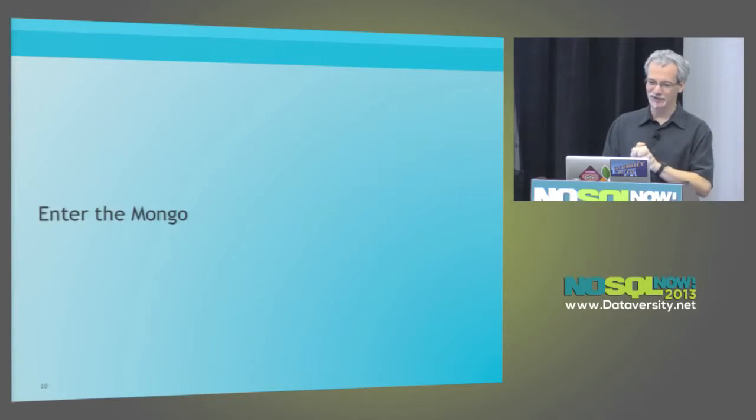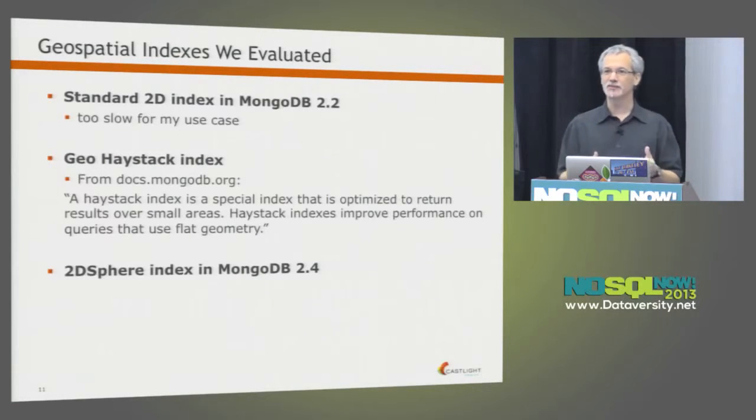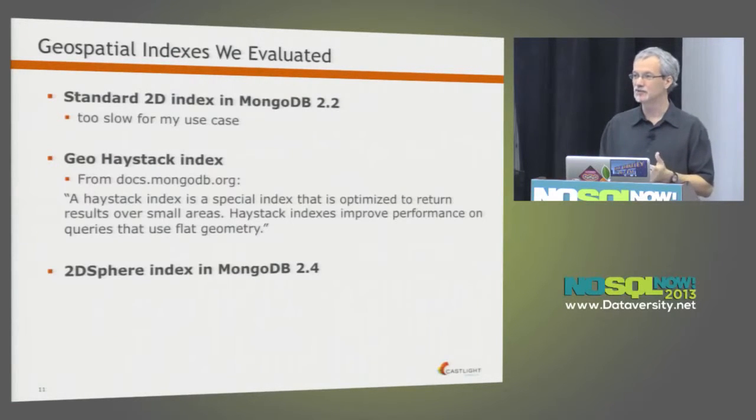So enter the Mongo. I've been working with MongoDB for quite a while, and I was aware of the geospatial indexes in it, and so I thought, well, let's take a look. That probably will fit our use case, and fortunately for us, it worked out really well and kind of solved the problem for us. So MongoDB has a bunch of different types of geospatial indexes.